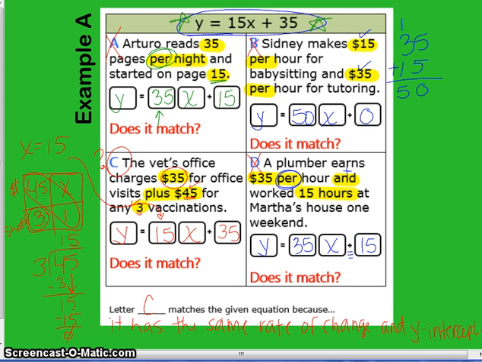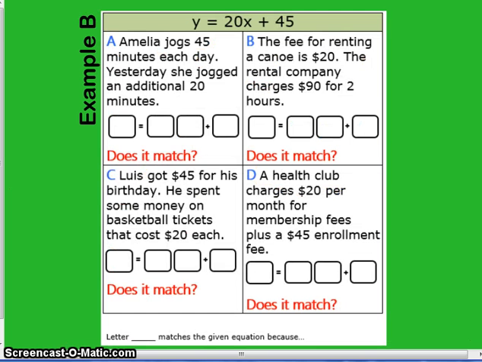So we're going to flip our paper over to example B. Example B is the same thing. So I have an equation right here. Y is equal to 20x plus 45. But I have to determine which one of these letter choices or answer choices match that equation.